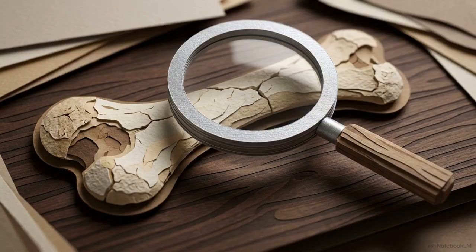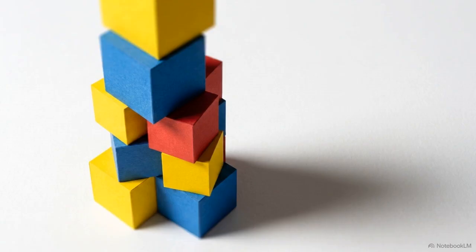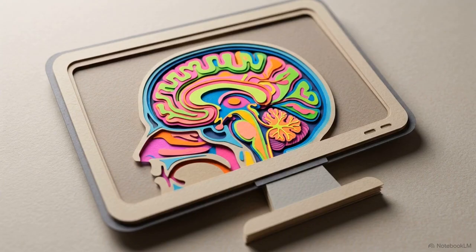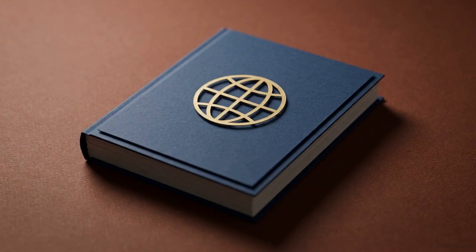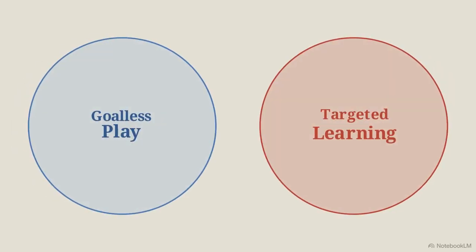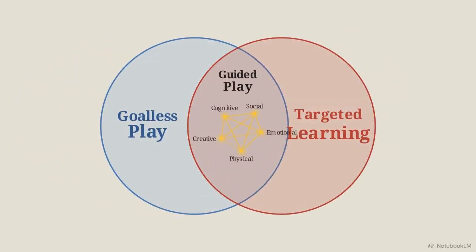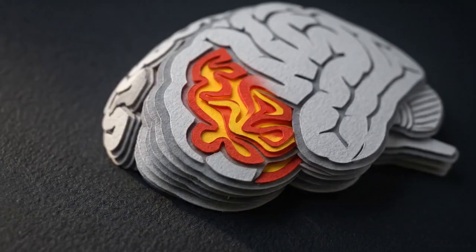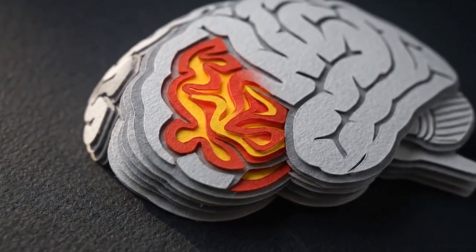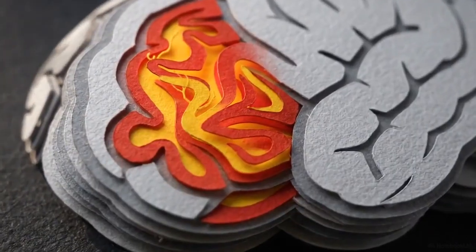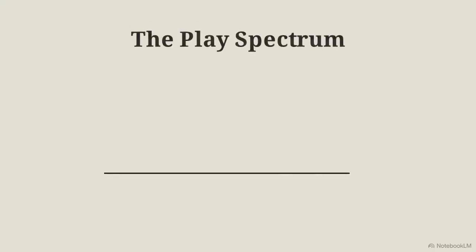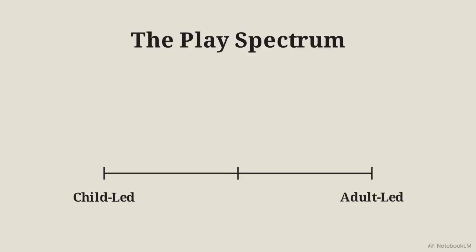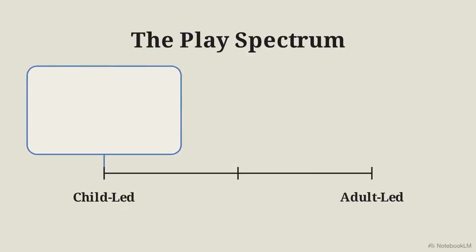Evidence from anthropologists and developmental psychologists, along with neuroscientists, is beginning to challenge this binary. Global educational frameworks, like the IB Primary Years Program, are starting to look for a way to bridge the gap between goalless play and targeted learning. To reconcile these conflicting goals, we need a framework that maps the act of playing to the actual mechanics of the developing brain. This play spectrum diagram shows a sliding scale determined by who initiates and directs an activity.